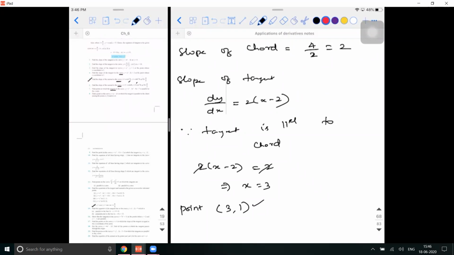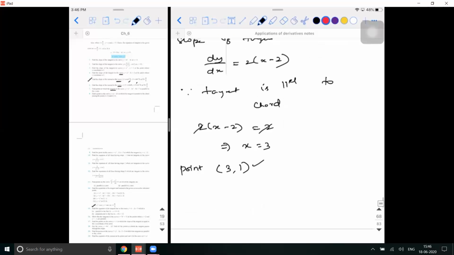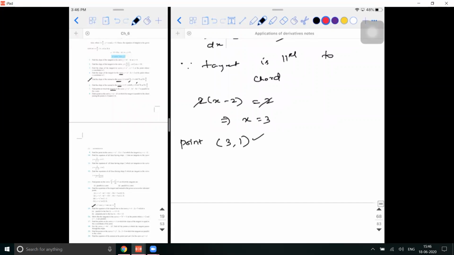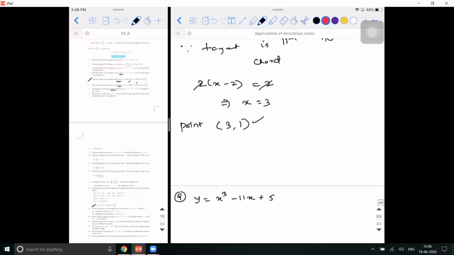Next. So what is the ninth one? How to do the ninth one? Find the point on the curve y is equal to x cube minus 11x plus 5, at which the tangent is y is equal to x minus 11. So what is the slope of this tangent? So this is the given curve. Given tangent is y is equal to x minus 11.